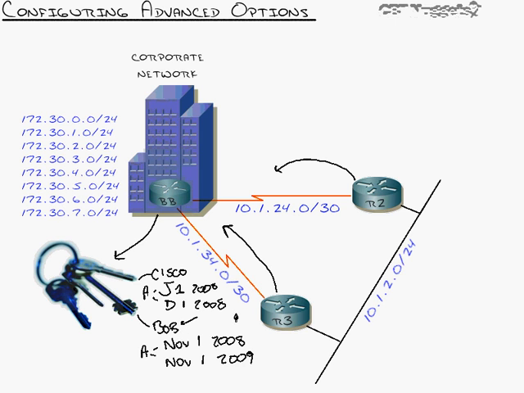Now, notice that this one goes invalid on December 1st, 2008. So there will be a kind of an overlap here where both the key Cisco and the key Bob will be accepted for 1 month. And then as soon as we reach December 1st, 2008, the backbone router says, all right, that's it. This key is no longer accepted, and I'm only going to be accepting the key of Bob from here on out until November of 2009.